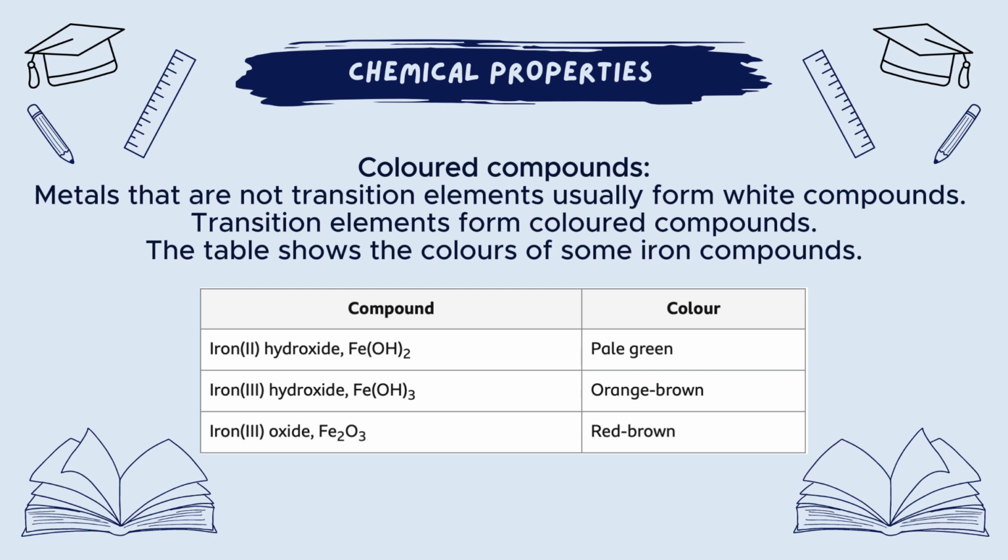Coloured compounds. Metals that are not transition elements usually form white compounds. Transition elements form coloured compounds. The table shows the colours of some iron compounds.